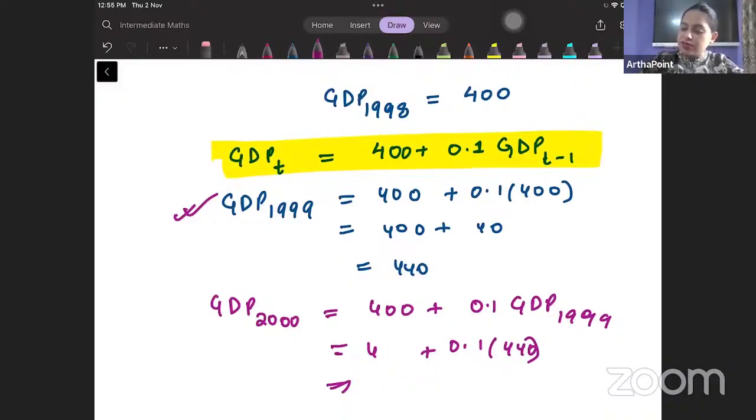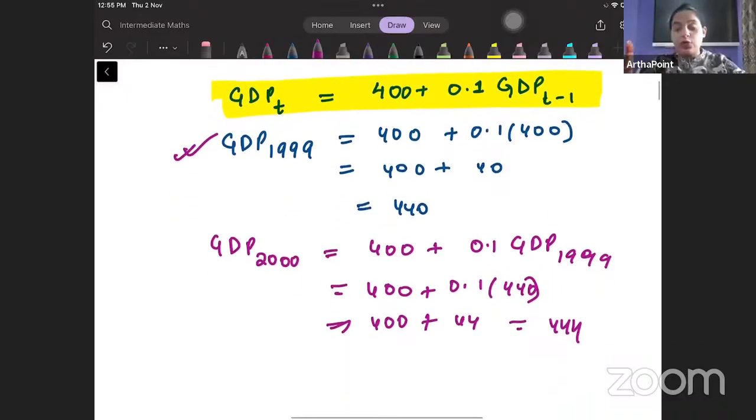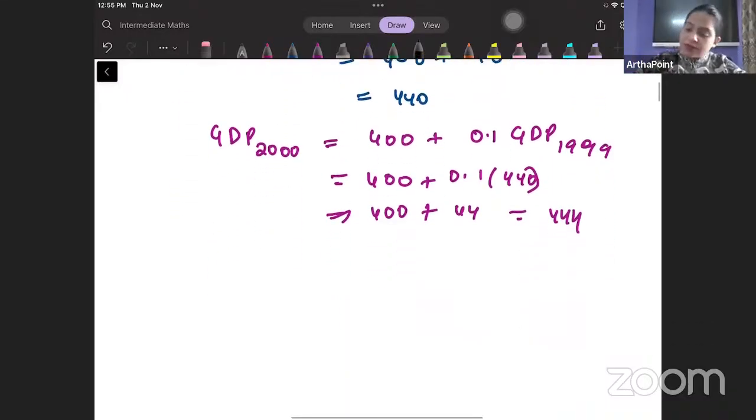Sorry, this is 400, huh? My bad. 400 plus 44, 444. I can solve it this way, but I am just linking one period to the next. Now think about it, listen very carefully to me. What if I ask you, beta, what will be the GDP of 2023?